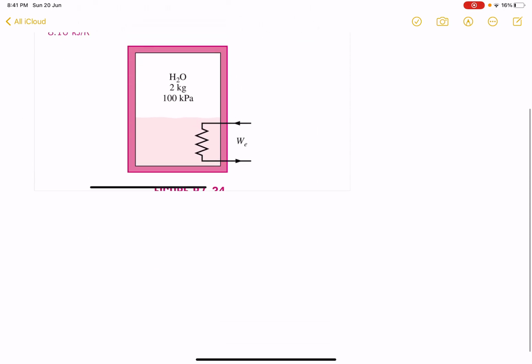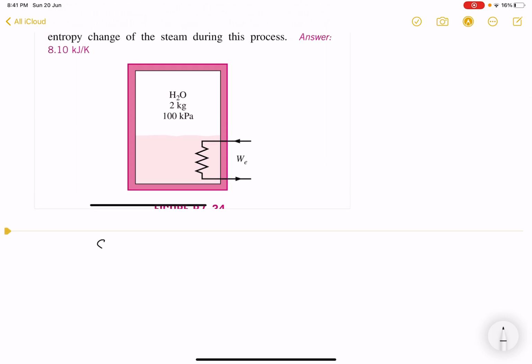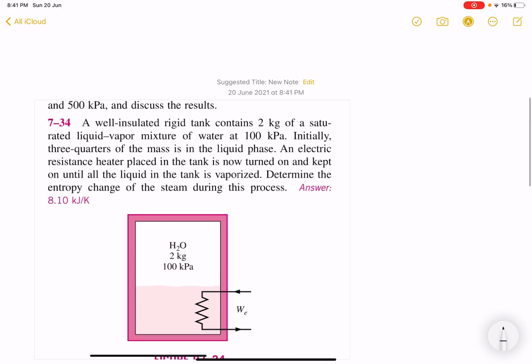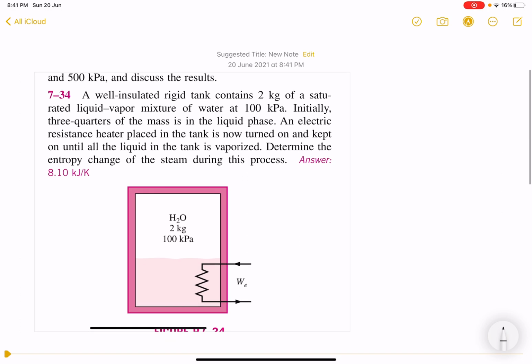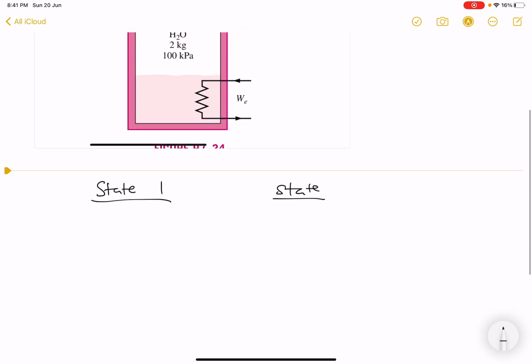The same thing applies for how you want to solve this. You have state 1 and state 2. You must list down all the properties at state 1 and all the properties at state 2. For state 1, the pressure is 100 kPa.